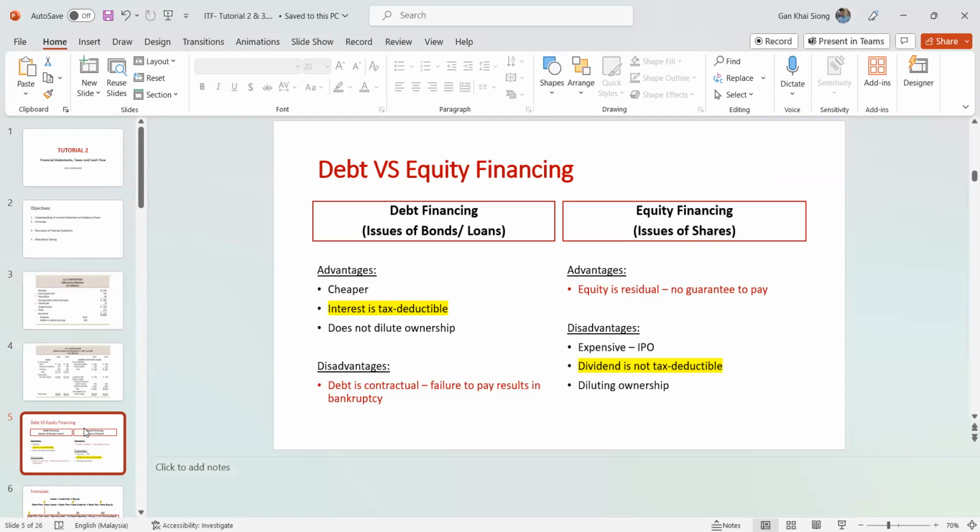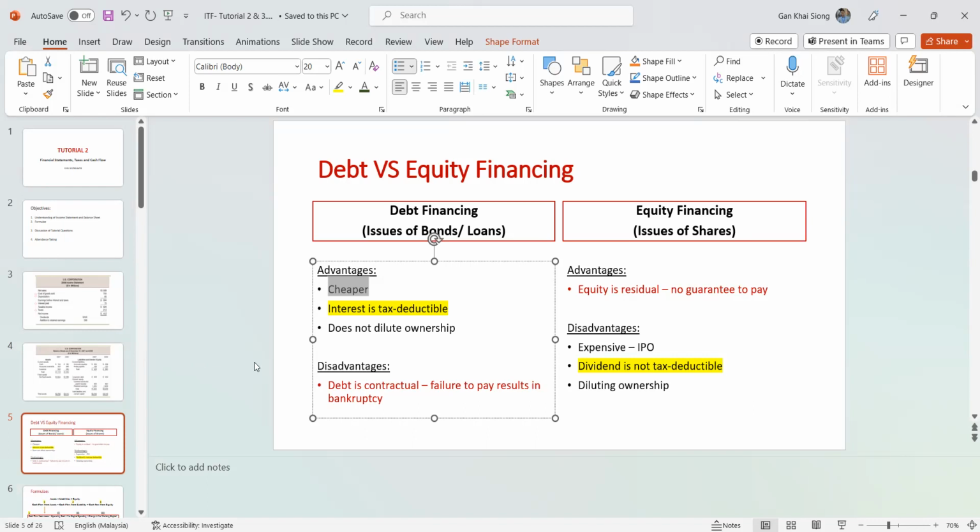When we talk about debt financing, of course, the first thing is that it is cheaper. Why is it cheaper? Because when you compare with equity financing, it is more expensive. Equity financing means that you want to sell shares. You want to get your firm to be publicly listed first, then only you can sell shares to the public. Remember, we have to go through this thing called IPO, initial public offerings. It's not cheap, it's expensive. So debt financing will be cheaper because you don't have to go through the IPO process.